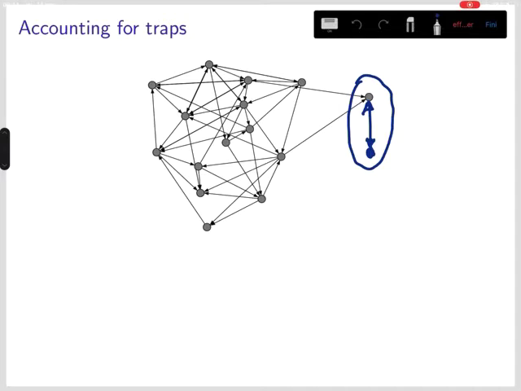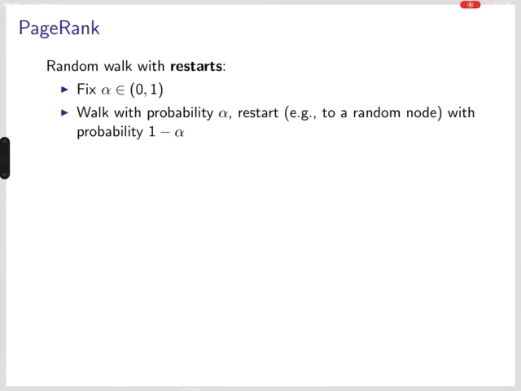So again, to escape from these traps, you can force the random walk to restart. And basically what we'll do is that we'll force the restart from any node with some probability. So from any node, either you follow the edges, with some probability alpha, or you restart from a node selected uniformly at random with probability 1 minus alpha. And this is basically the idea of Pagerank.